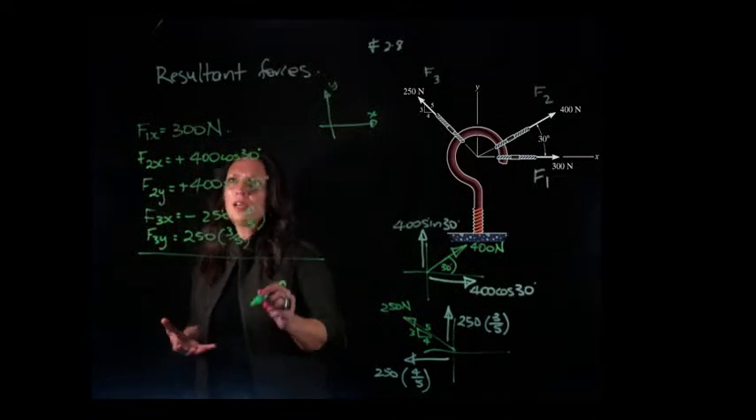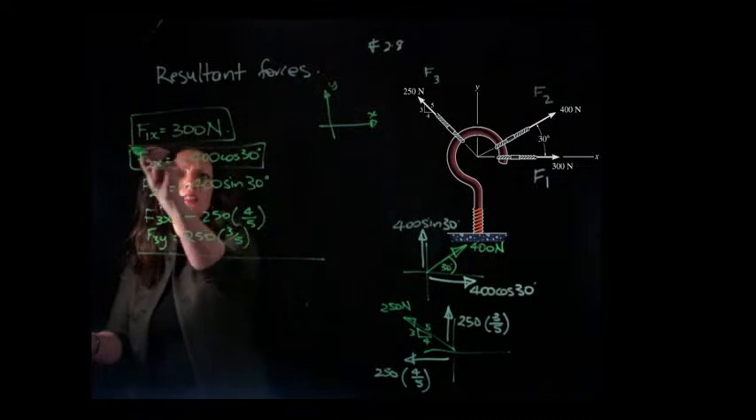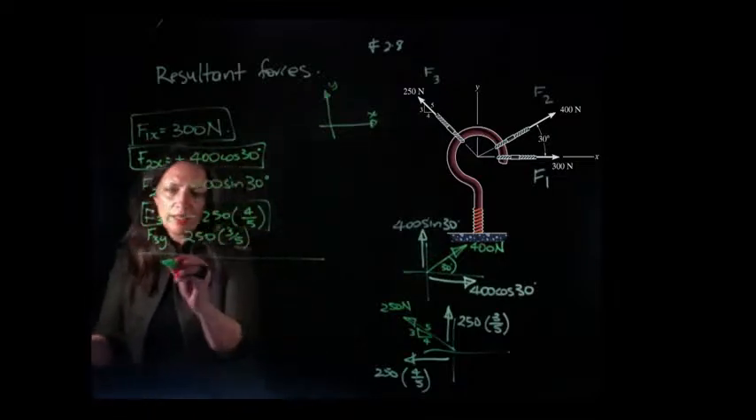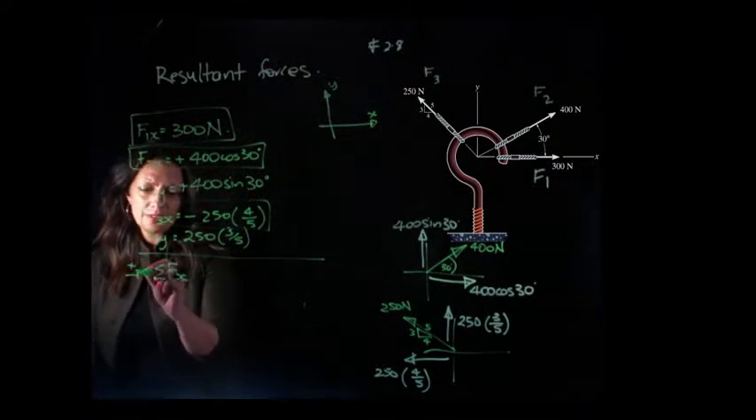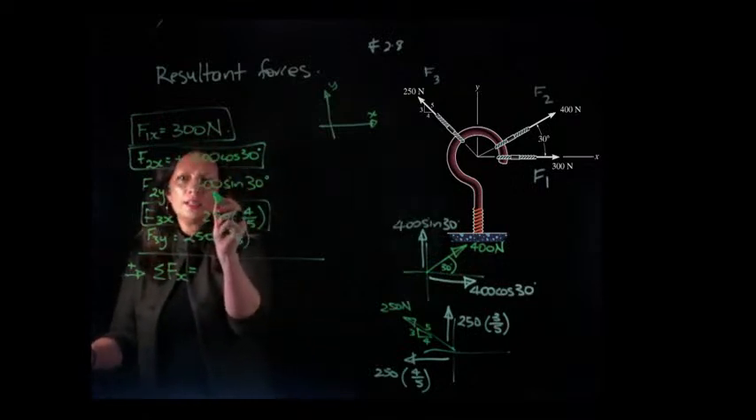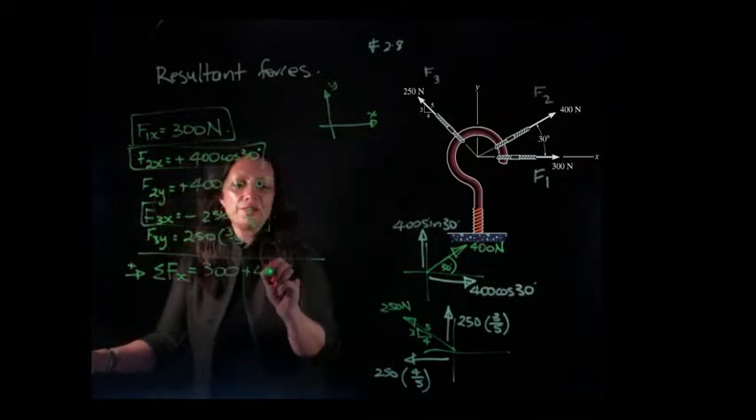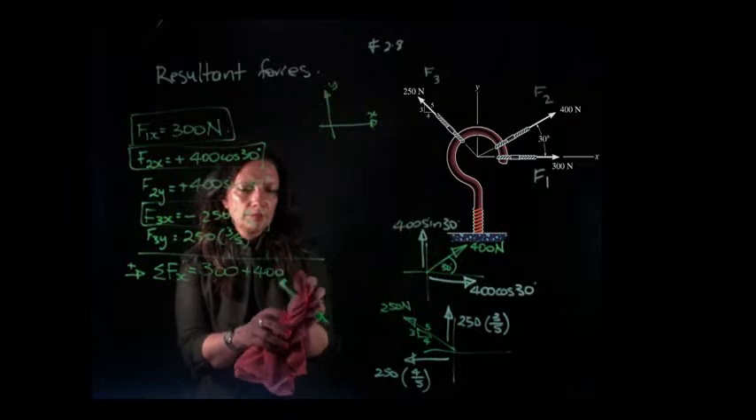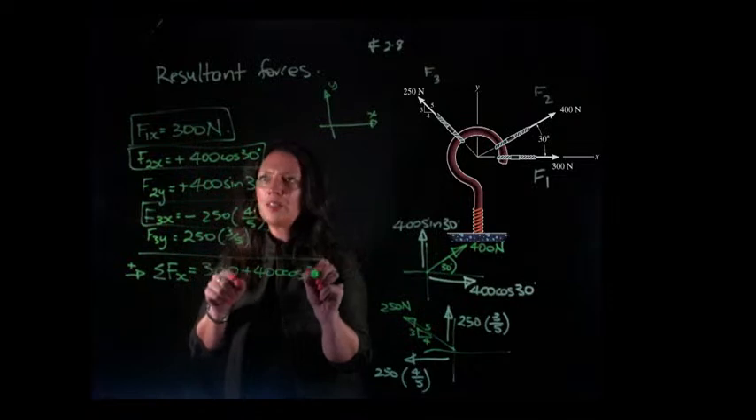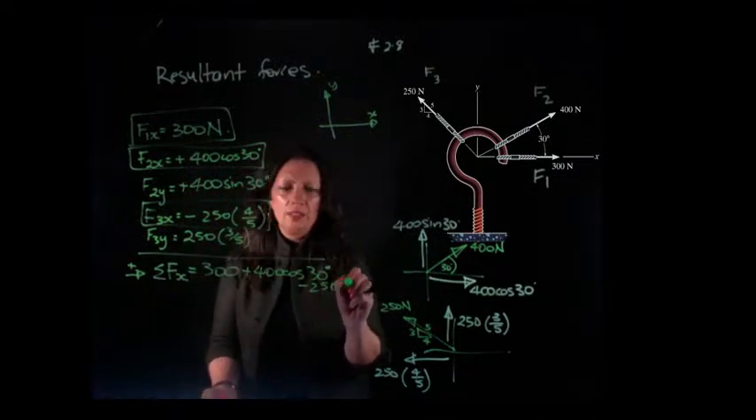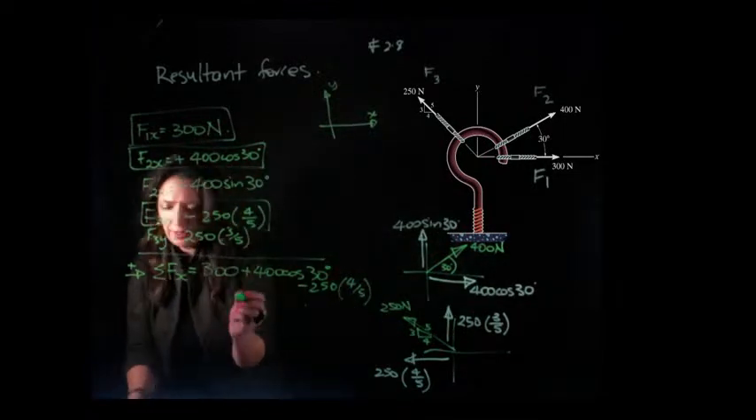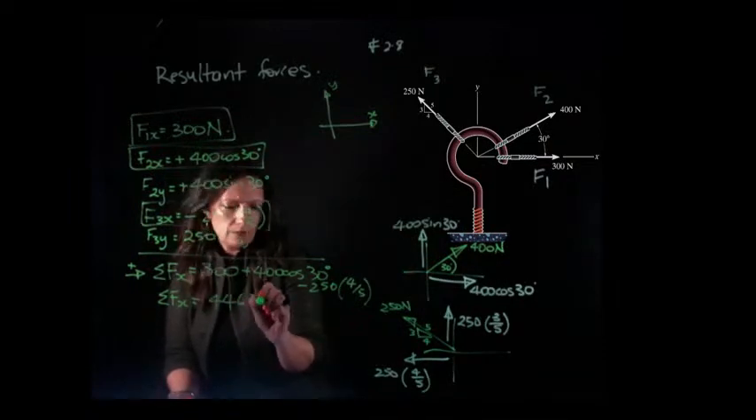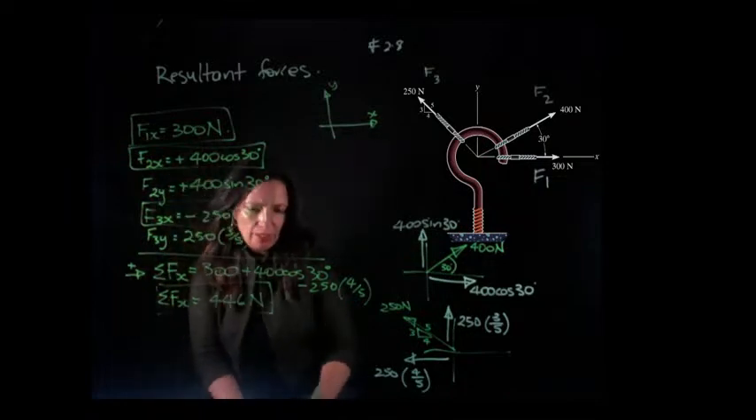To find the resultant, I'm going to add up all the x components and then all the y components. So the sum of the forces in the x direction, let's assign this to be positive, is going to equal 300 plus, no, it's 400 cos 30, minus 250 times 4 on 5. If I add that up, I'm going to end up with the sum of the forces in the x direction equal to 446 newtons. Since it's positive, we know that it's going this way.